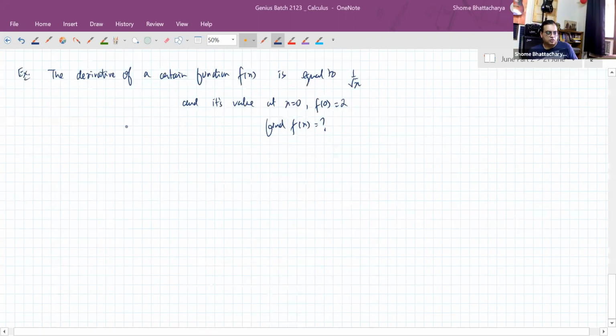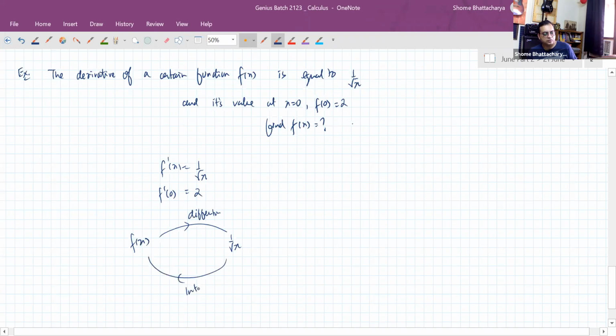So as you can see, the derivative of a function equals 1 by root x. And the function's value at 0 is equal to 2. So if we compare this function and 1 by root x, this is differentiation. So that means this should be integration.